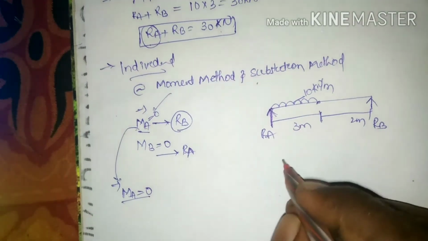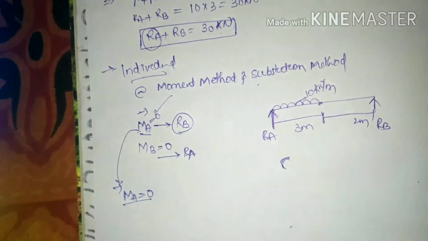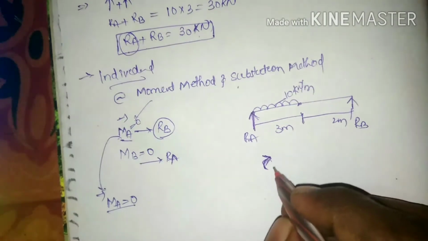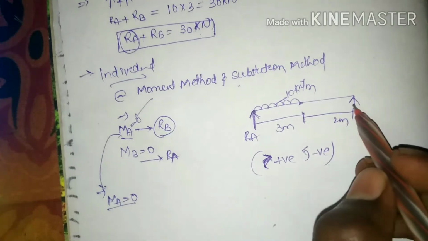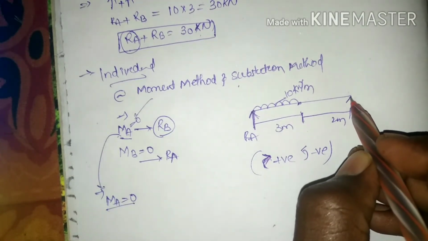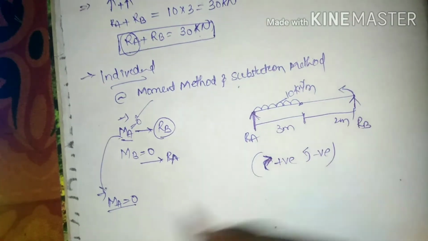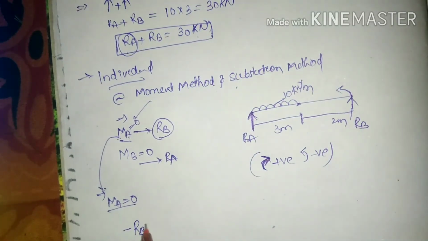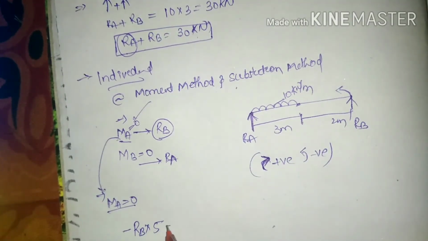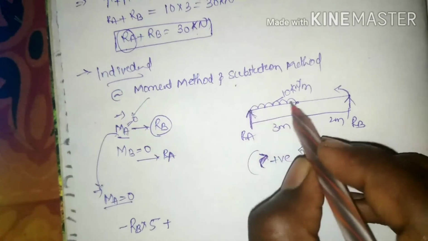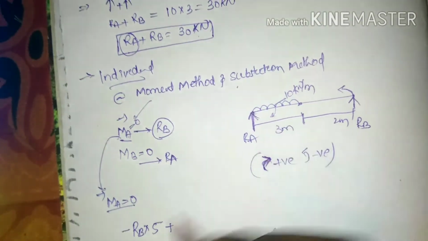Then we have the sign convention: clockwise positive, anti-clockwise negative. Here the RB reaction is in the anti-clockwise direction, so we take minus RB into the distance from A to B, which is 5 meters, and positive for the UDL because it is taking the moment in a clockwise direction.